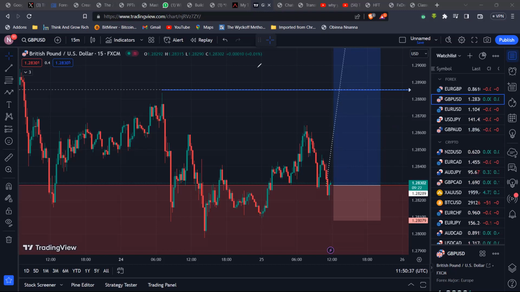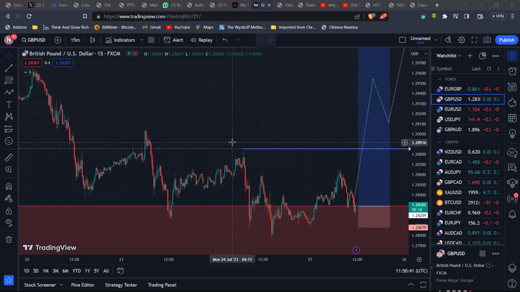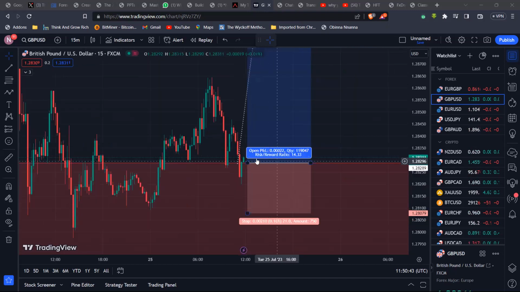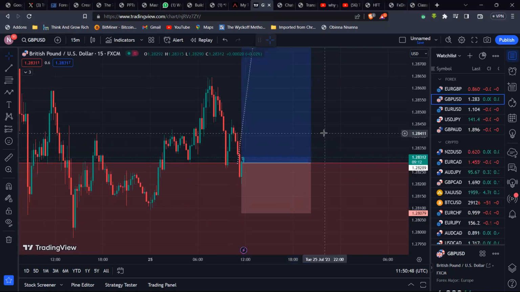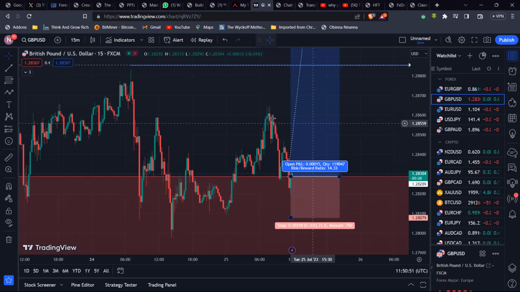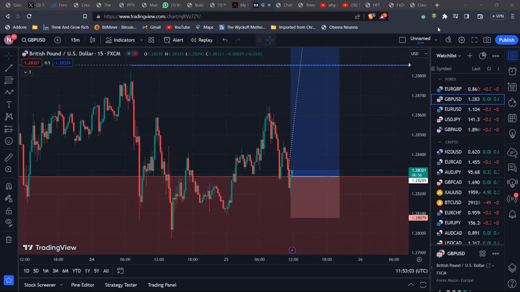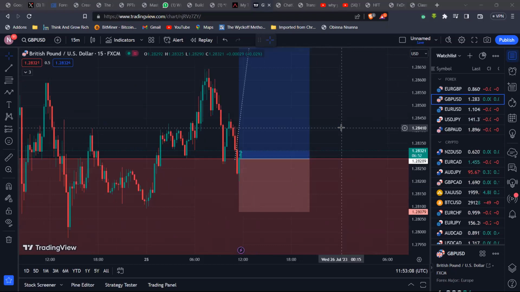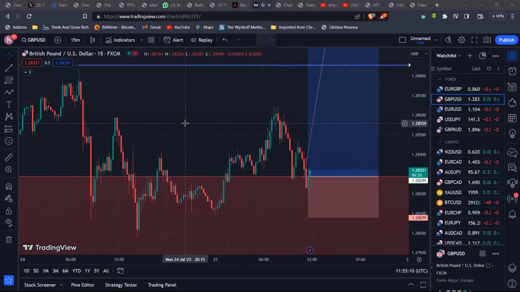So GBP USD, I'm watching and waiting for a potential reason to go long, right? This is quite interesting, but I'll probably want to wait for price for confirmation in the form of structural shifts to the upside. Okay, so let's move on to the next one. Okay, so that's the GBP USD outlook and how you could look to trade that.